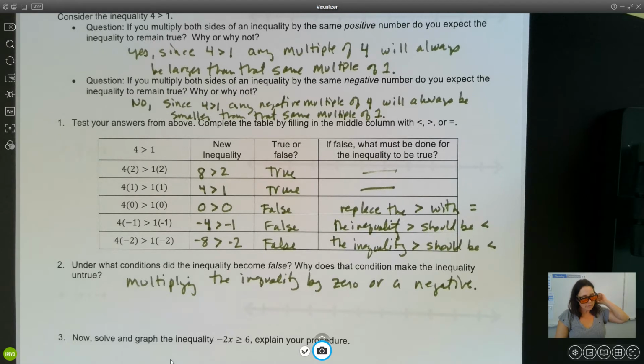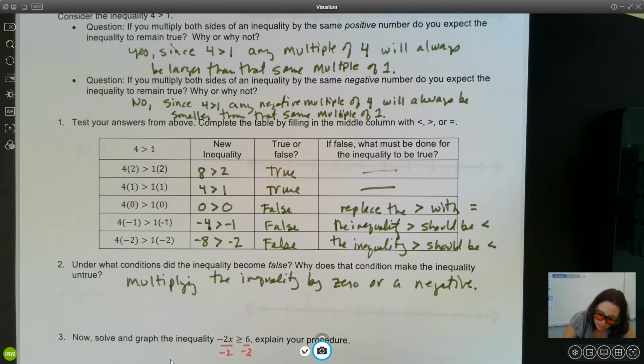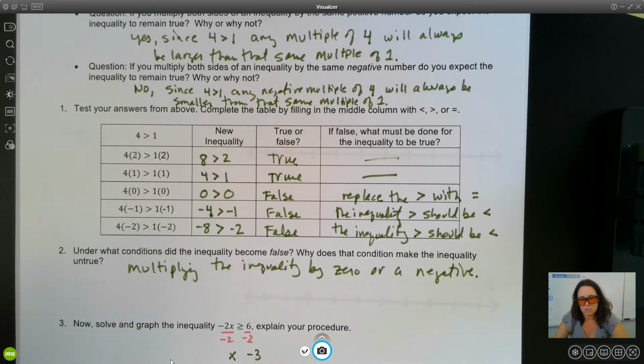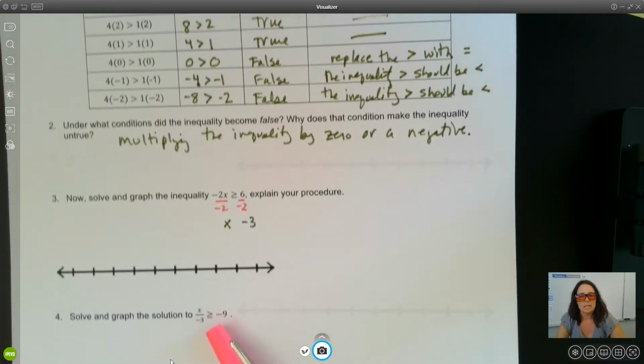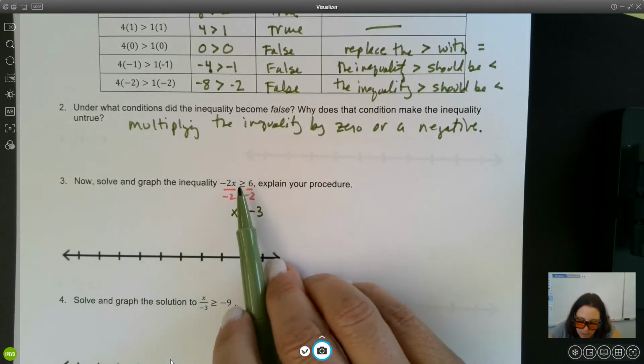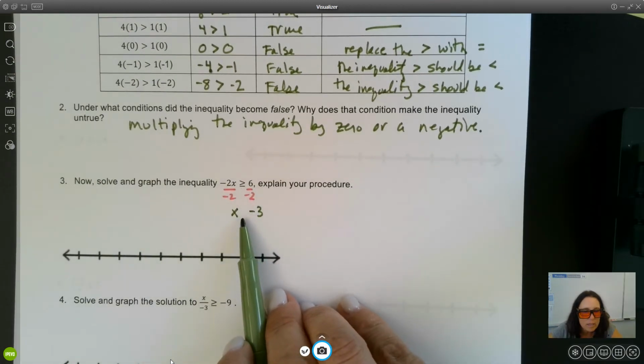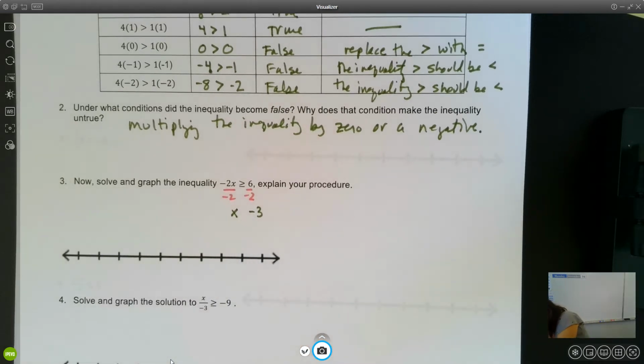Okay, so let's look at number 3. It says now solve and graph the inequality. Let me get my pink pen here. We need to divide by -2 to solve this. So that would be x, and this would be a -3. Now, last lesson, you would just bring this is greater than or equal to down the way that it is. Okay, I want to look at that. Let me get another piece of paper out.